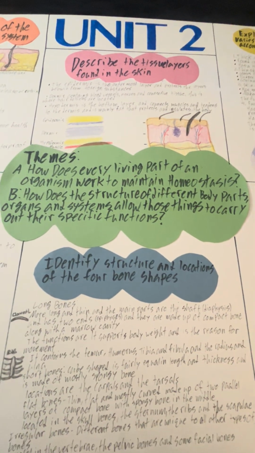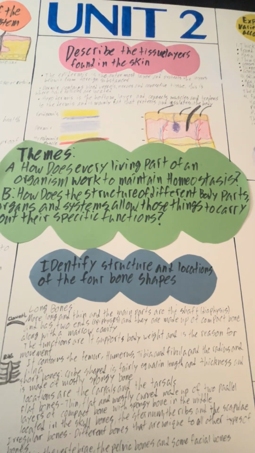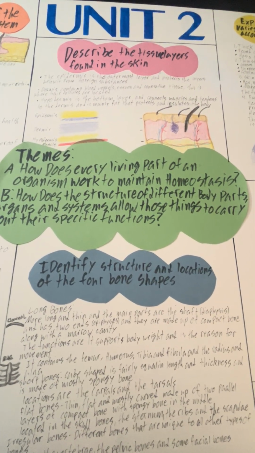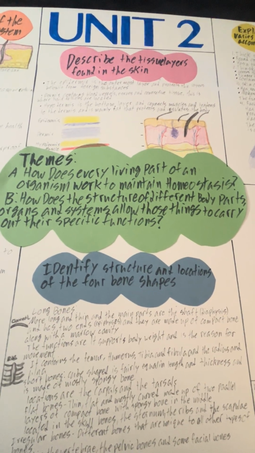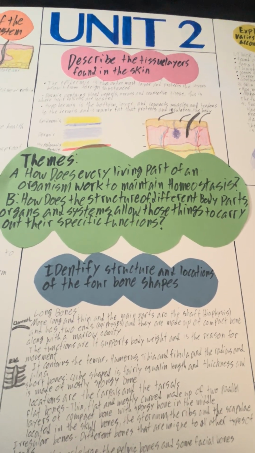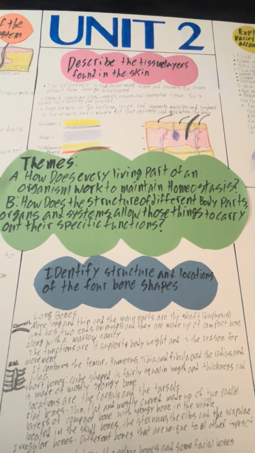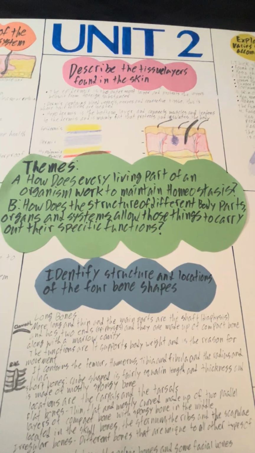My themes are: how does every living part of an organism work to maintain homeostasis? My second theme is: how does the structure of different body parts, organs, and systems allow those things to carry out their specific functions?